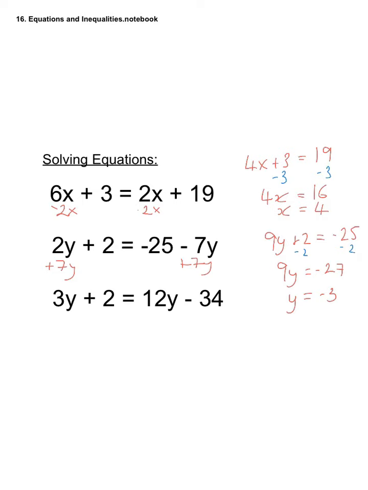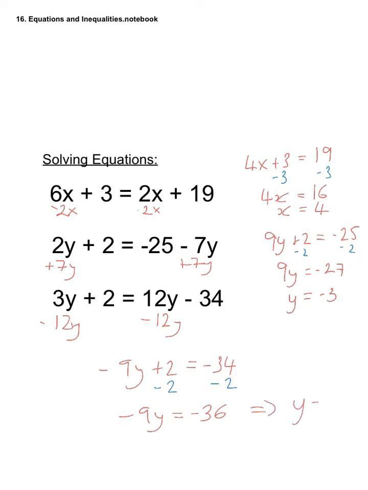And in the final example, we want to take away 12y from both sides. That will leave us with negative 9y plus 2 is equal to negative 34. We want to get rid of this plus 2 again, so minus 2 on both sides of the equal sign. We get that minus 9y is equal to minus 36. And then if we divide by negative 9 on both sides, we get that y is equal to positive 4. Remember, a negative divided into a negative gives you a positive.